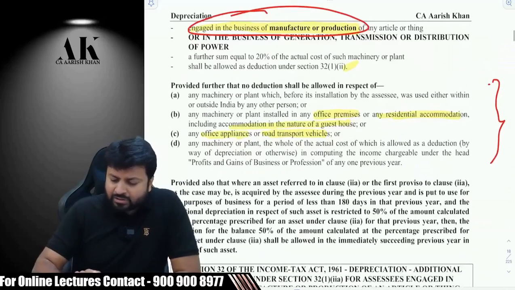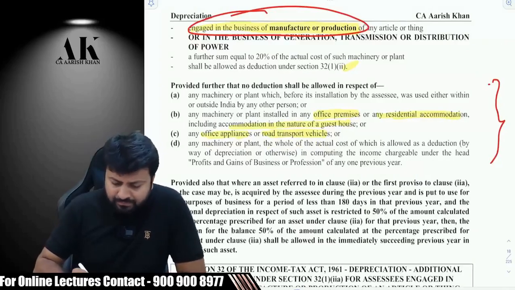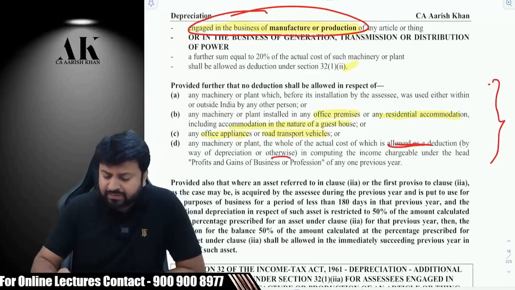Next, the last point is also very, very important. Let me read it once and then I'll give you an example. Any machinery or plant, the whole of the actual cost of which is allowed as deduction by way of depreciation or otherwise in computing the income chargeable under the head profits and gains from business and profession of any one previous year.